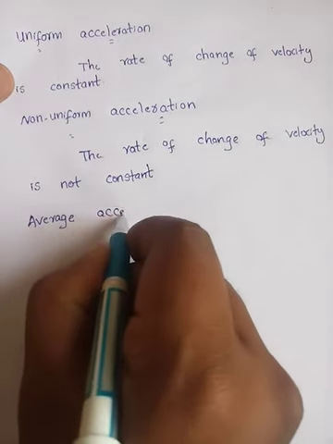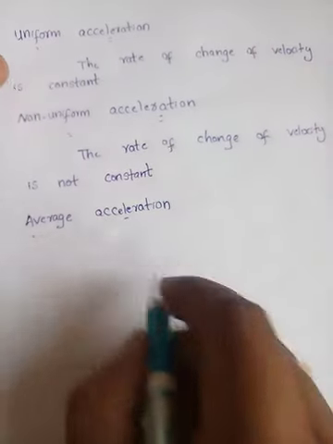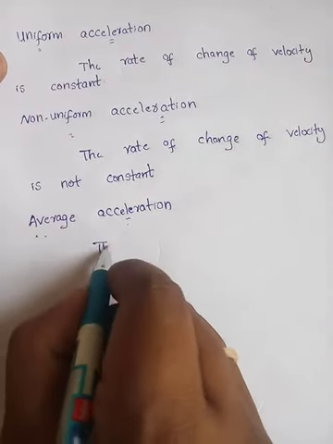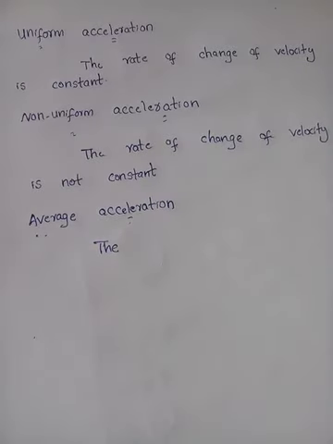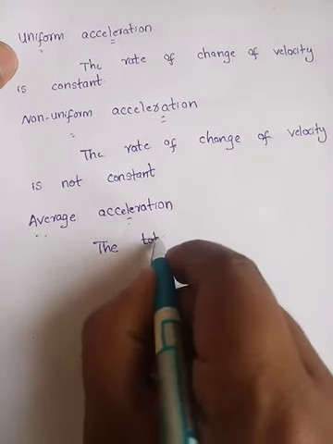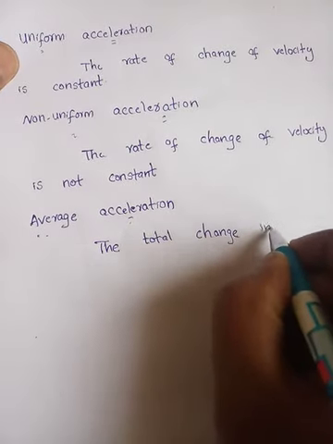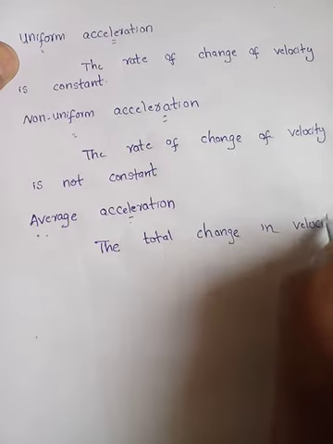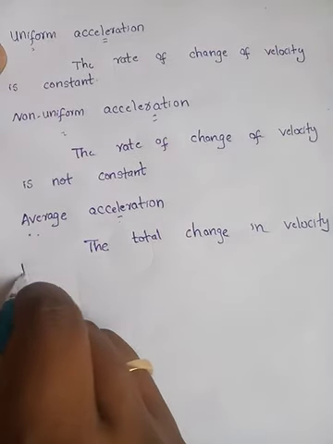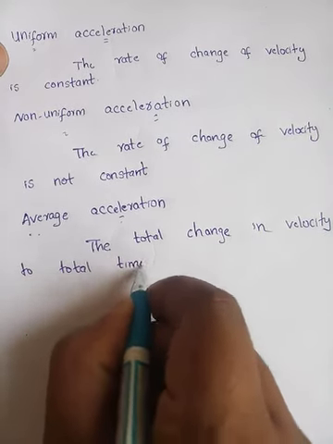Average acceleration. Here the simple formula: if it is average speed, it is the total distance by total time taken. If it is average velocity, the total displacement by total time taken. If it is average acceleration, what does it depend on? The total change in velocity to total time taken.